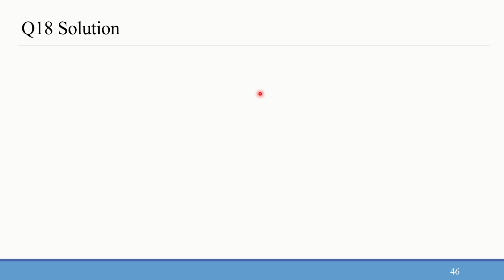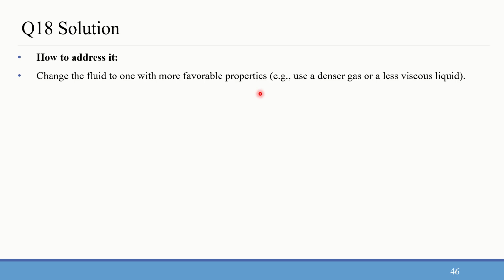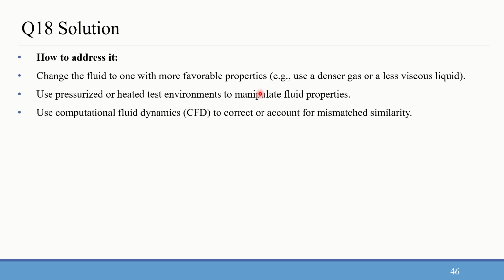How can we address those challenges? Change the fluid to one with more favorable properties, where we can easily compare both, and use pressurized or heated test environments to manipulate fluid properties. Use CFD to correct or account for mismatched similarity, so that by using CFD we can get a proper solution for what we are trying to achieve. And apply correction factors based on empirical data or validated models. By using them, we can get some ideas on what to do.